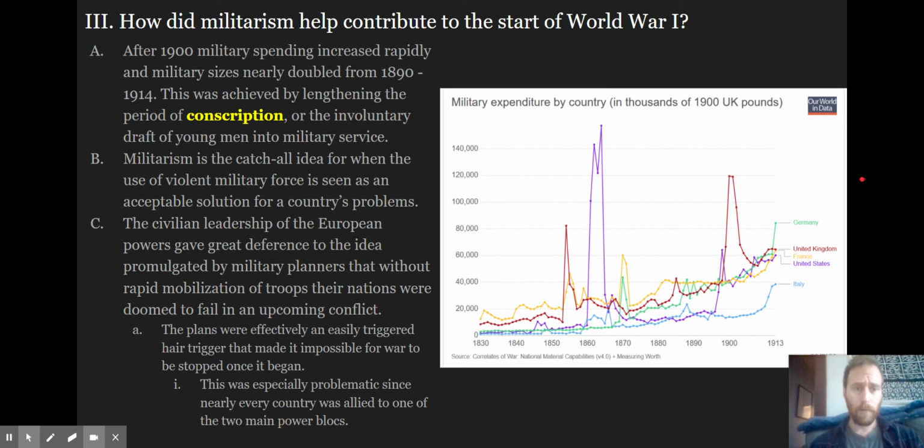What this means is that any war wouldn't have anyone back down. There's going to be no peacemakers, and it's going to result in everybody going to war with each other because there are two armed camps.